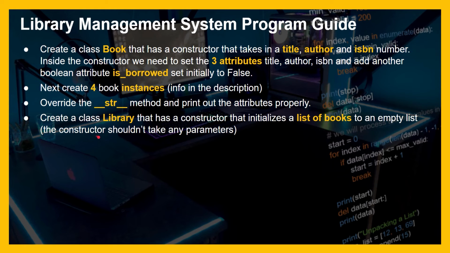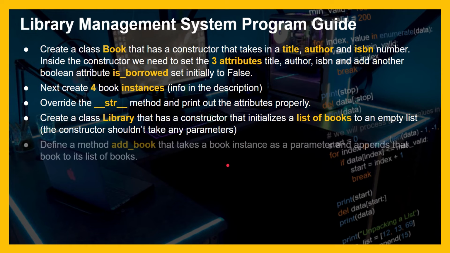Next, create a class Library that has a constructor that initializes a list of books to an empty list. The constructor shouldn't take any parameters. So we're creating a new class that is the library, and the constructor just has a list of books. Keep in mind, I gave you a hint in here, no parameters sent to it. Define a method addBook that takes in a book instance as a parameter and appends that book to its list of books. So a method that adds books.